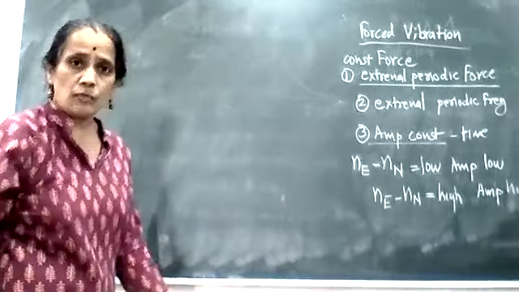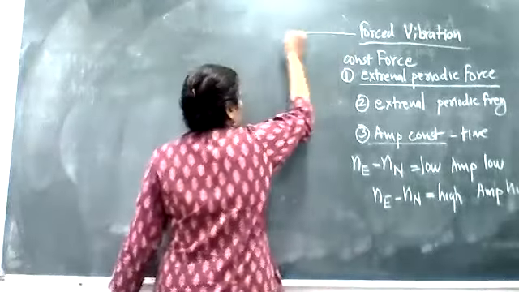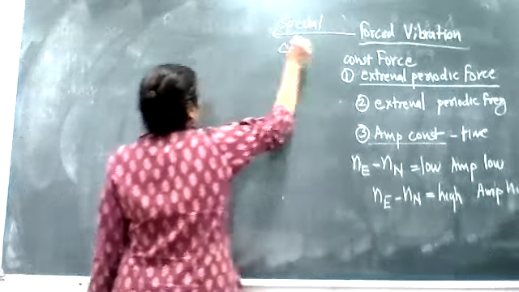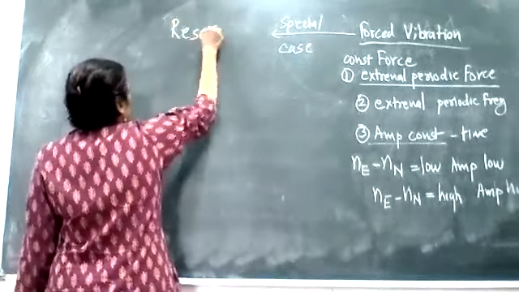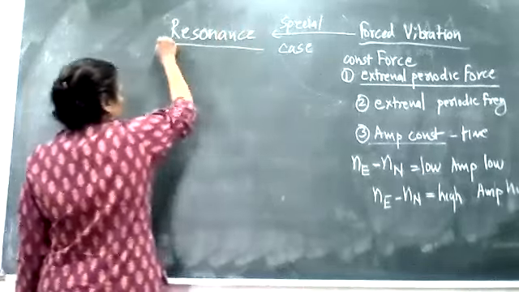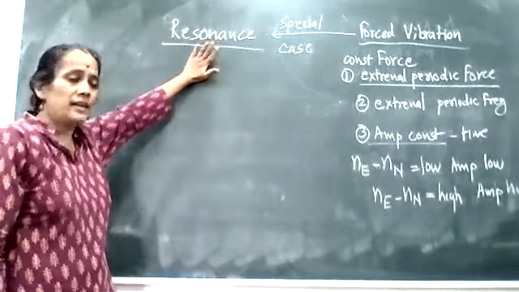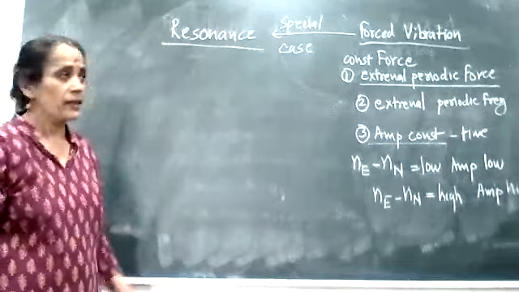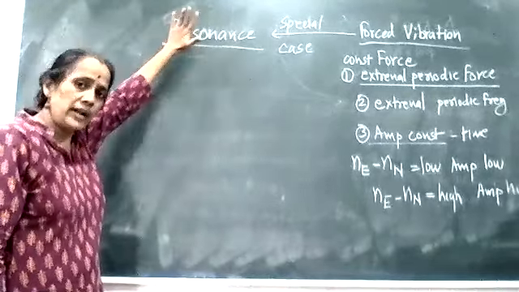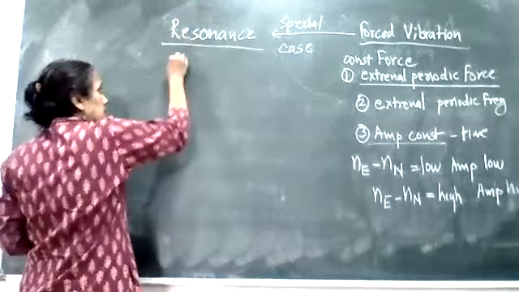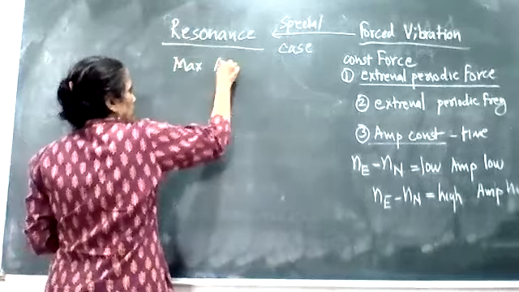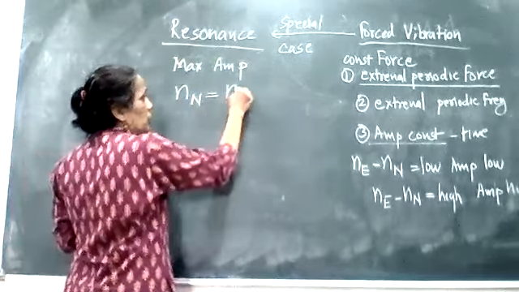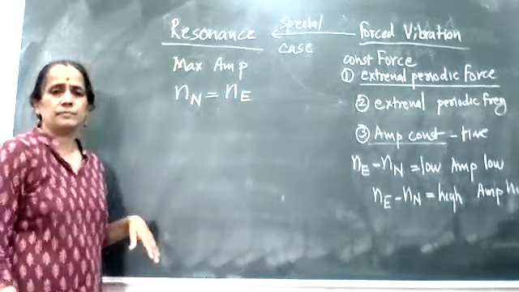That is a special case of forced vibration. This special case of forced vibration is called the physics phenomenon, the important phenomenon of resonance. So resonance is nothing but forced vibration, but what is the important condition? In resonance, the body will vibrate with maximum amplitude when the natural frequency of the body is equal to the external periodic frequency.